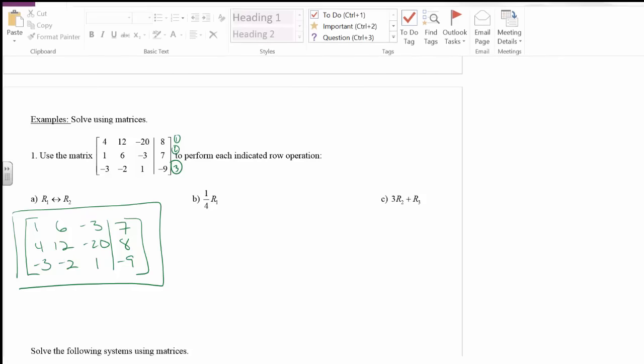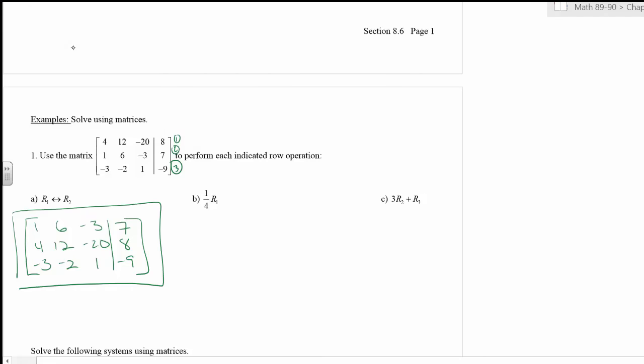Now, let's look at what it looks like to multiply by a constant. They want us to multiply row 1 by 1/4. So we come up here, here's row 1, and we're going back to the original matrix, not the matrix from part A that we've changed. They want us to multiply by 1/4. And just like in an equation, you have to multiply every single term.